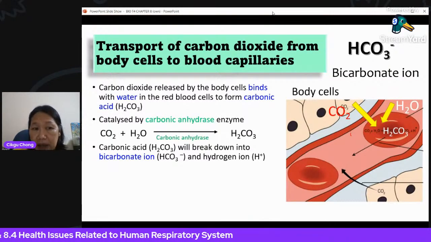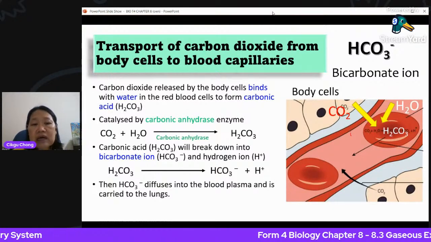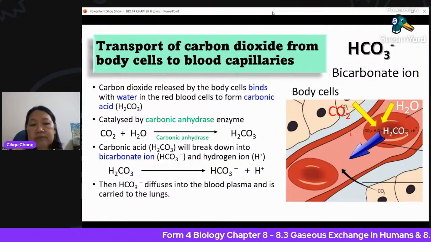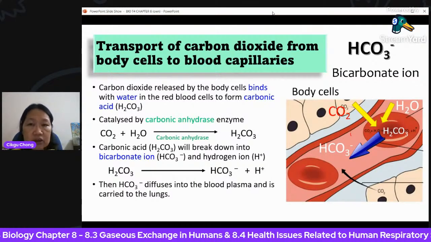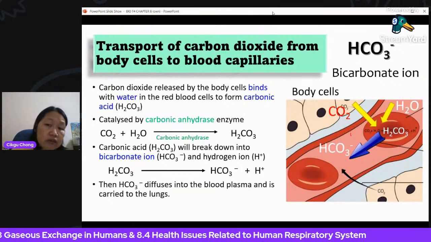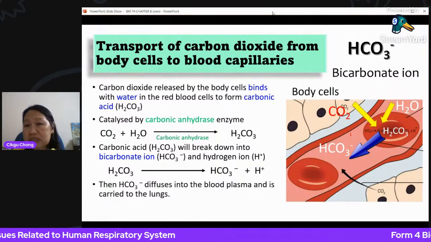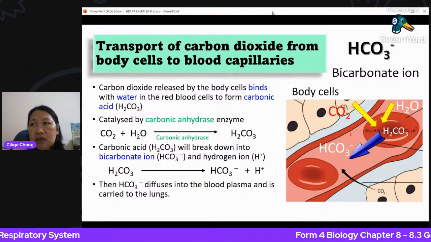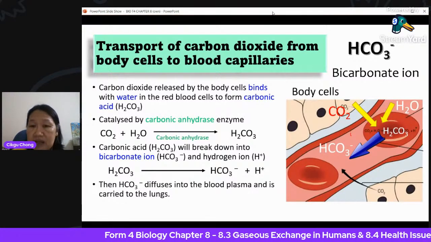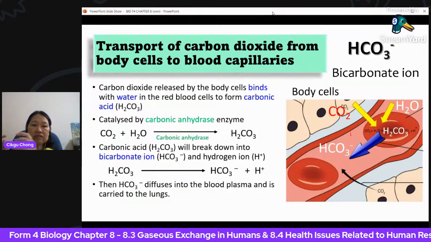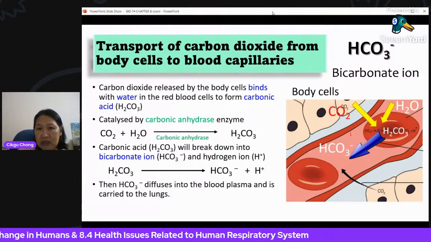Now this bicarbonate ion that is formed will diffuse out from the red blood cells into the blood plasma, and it will be carried to the lungs. So this bicarbonate ion is not in the red blood cells. It is actually in the blood plasma. 70% of the carbon dioxide is in this form. So now this bicarbonate ion is carried to the lungs to be excreted.